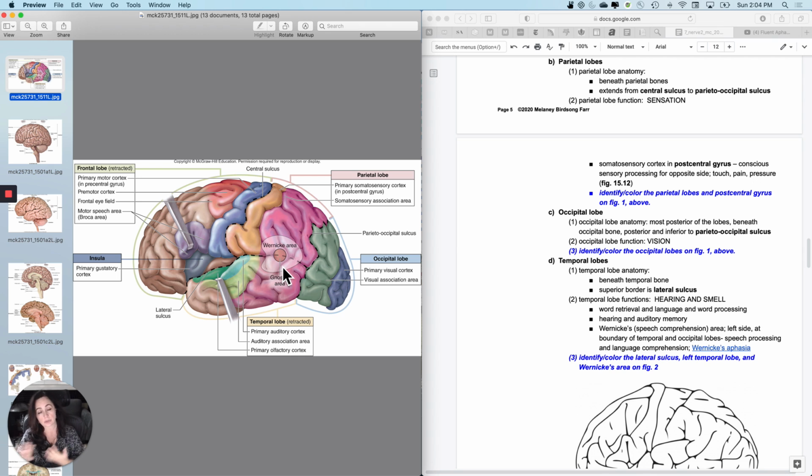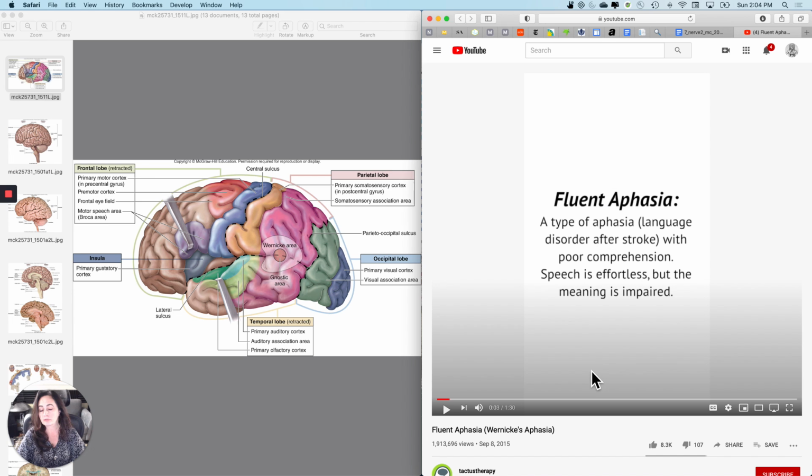So if someone has a stroke in that area, they have a speech comprehension disorder, and they don't have a speech production disorder. So they can produce words. It's just not necessarily the words they intended to produce. When that occurs there, it's called Wernicke's aphasia. And Wernicke's aphasia is linked right here. And it's also sometimes called fluent aphasia because you just keep talking, but you're not necessarily saying what you meant to say. So I'm going to show you what this one is.